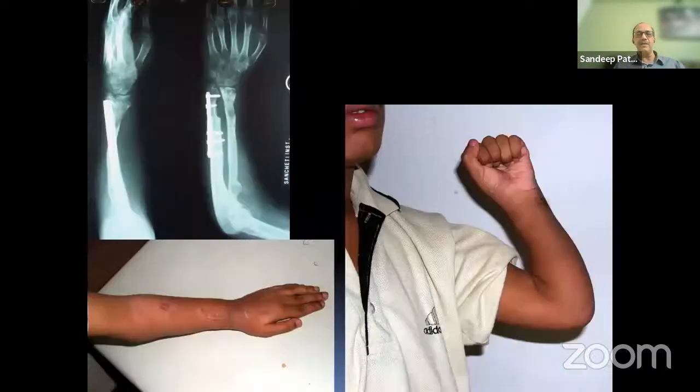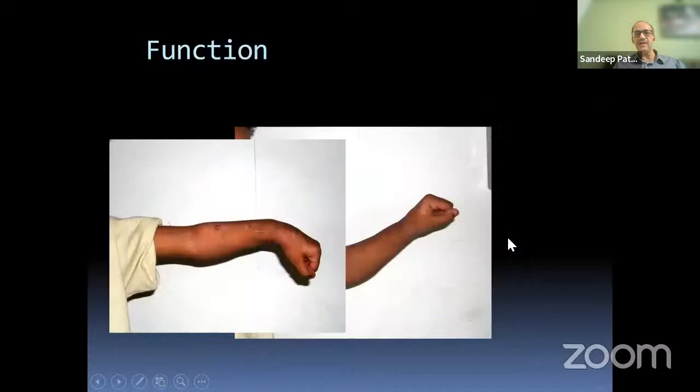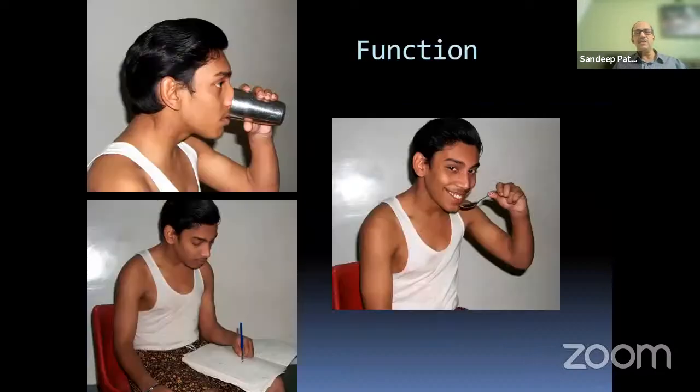And he was skeletally mature. And this is how he healed finally. This was his cosmetic correction. And this was his functional correction. He had very good range of motion and his activities of daily living were restored without a problem. So this is a pretty old case, about 10-15 years ago. And this was how we restored his function.